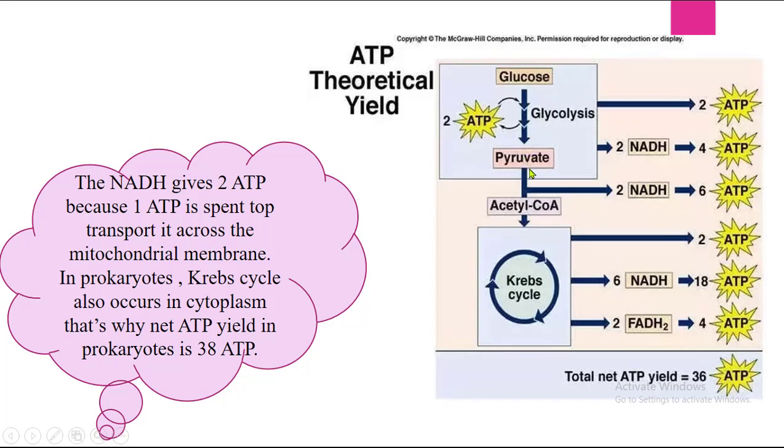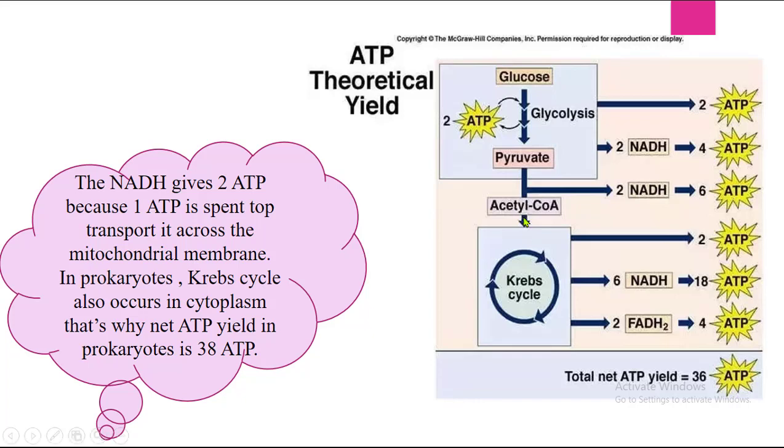Now I already mentioned that the next step was that the pyruvate undergoes oxidation and forms acetyl-CoA. During that, each pyruvate makes 1 NADH. So for both pyruvate molecules, there are 2 NADH molecules, and 2 NADH molecules are going to make 6 ATP molecules in the electron transport chain.